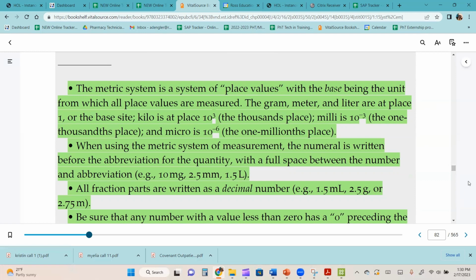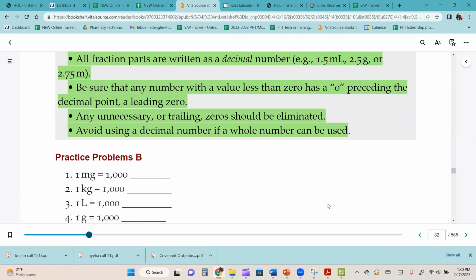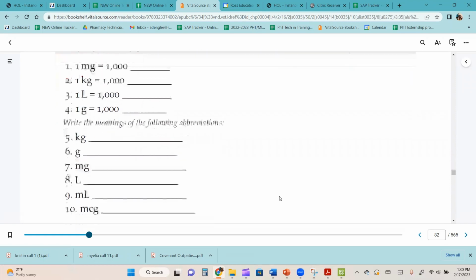When using the metric system of measurement, the numeral is right before the abbreviation for the quantity, with a full space between the number and abbreviation. All fraction parts are written as a decimal number. Be sure that any number with a value less than 1 has a preceding 0 before the decimal point. Any unnecessary or trailing 0 should be eliminated. Avoid using a decimal number if a whole number can be used, meaning you shouldn't do 5.0 milligrams. You just do 5 milligrams. Here's some practice problems.